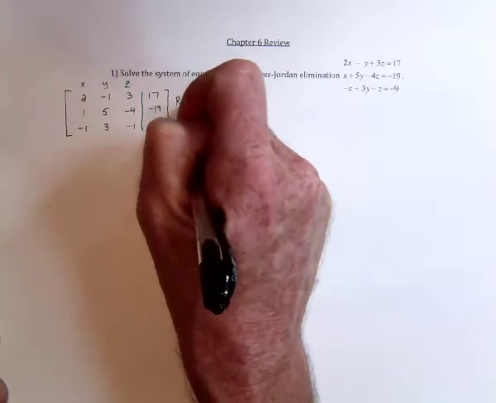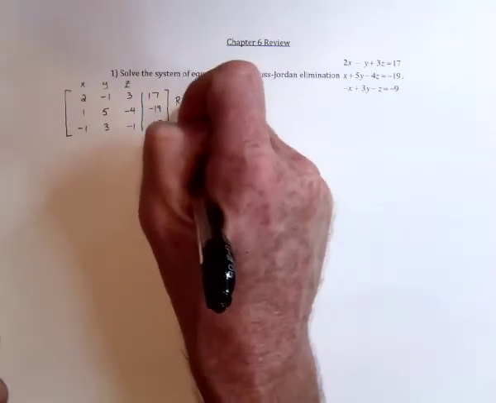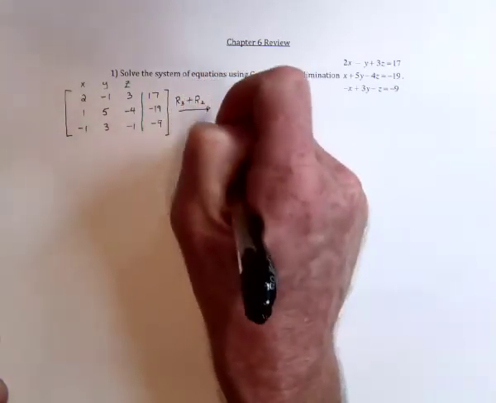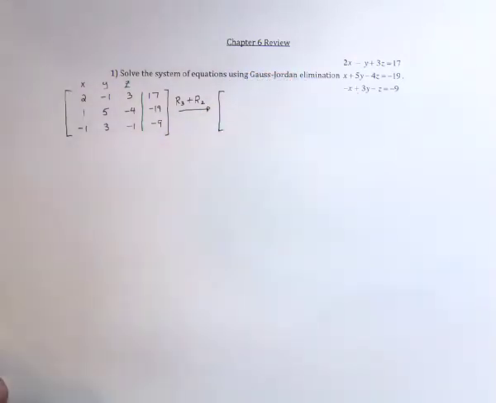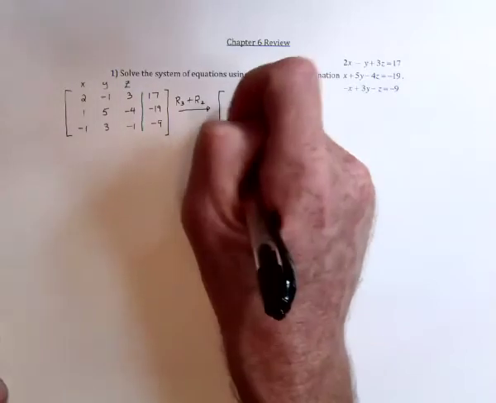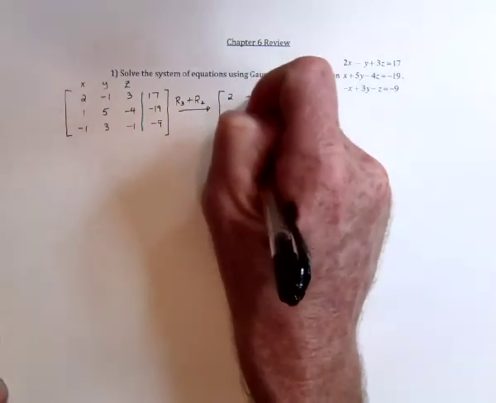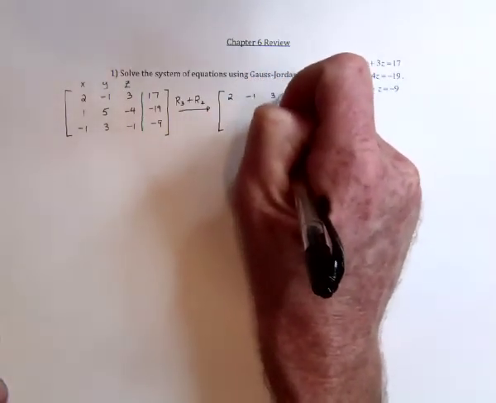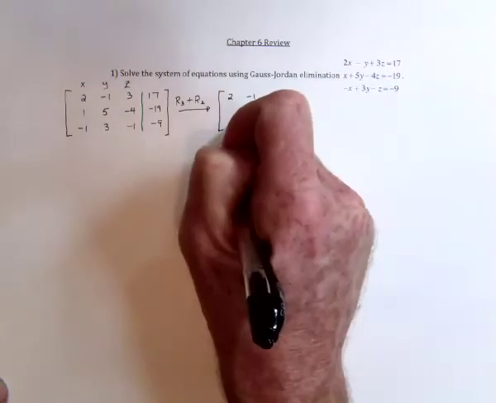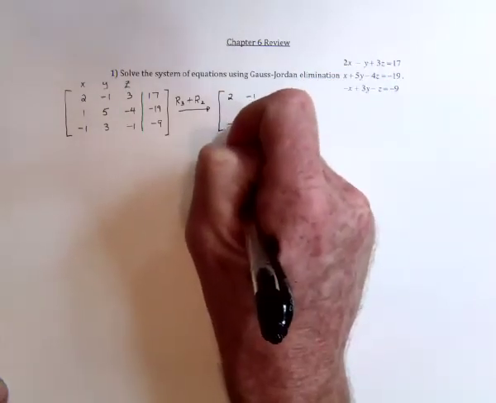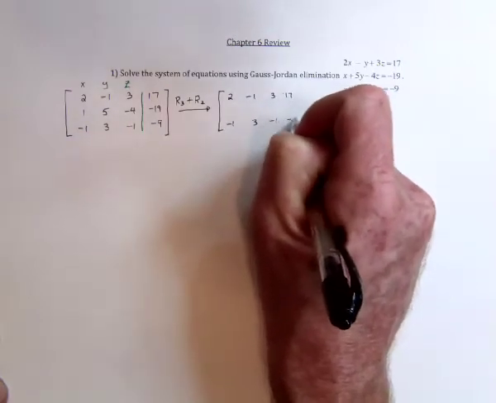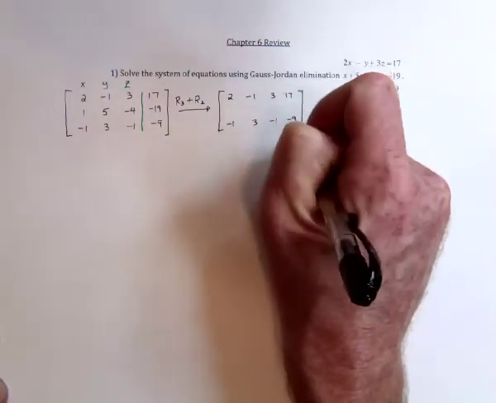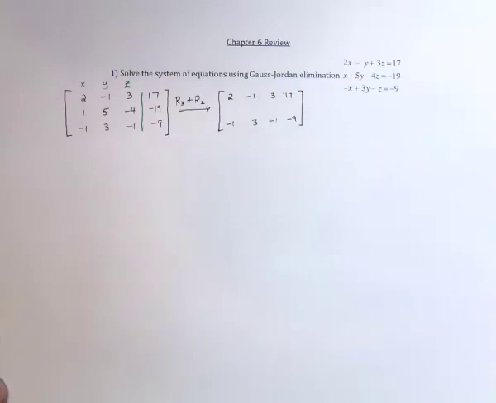And I even keep track of my work like this. Say, take row number 3 and add it to row number 2. Now, that's only going to change row number 2. Row number 1 will stay the same. In fact, row number 3 will stay the same. We're only using the numbers from row number 3 to change row number 2.